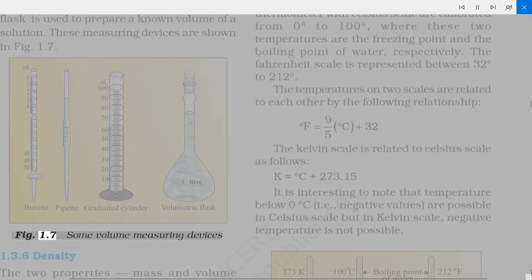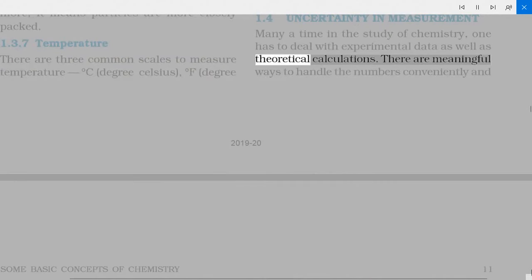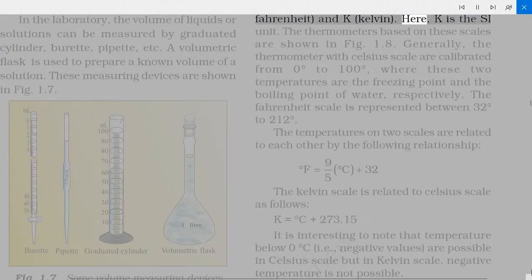1.4 Uncertainty in measurement. Many a time in the study of chemistry, one has to deal with experimental data as well as theoretical calculations. There are meaningful ways to handle the numbers conveniently. Temperature: there are three common scales to measure temperature, degree Celsius, degree Fahrenheit, and K, Kelvin. Here, K is the SI unit.